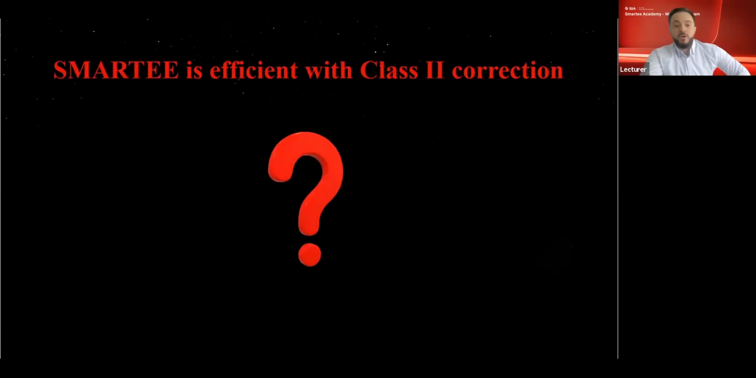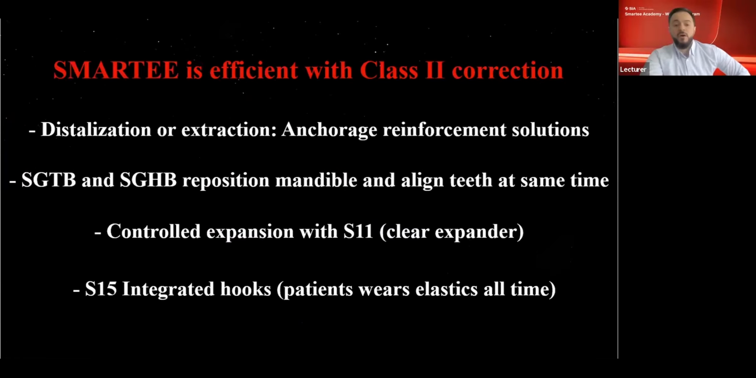So why is Smartee more efficient with class 2 correction? First, whether we are doing distalization or extraction, we can use those tools for anchorage reinforcement. If I have a patient with a skeletal discrepancy, we can use the S8 to reposition the mandible and align the teeth simultaneously.